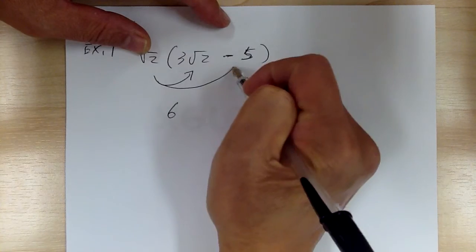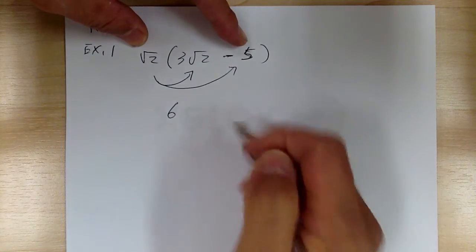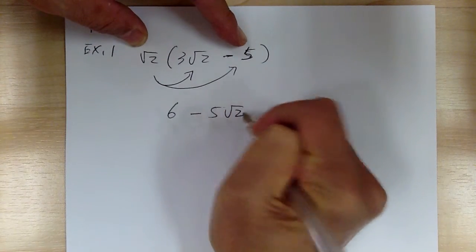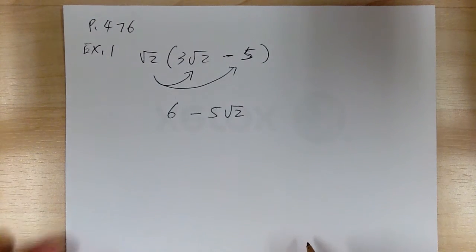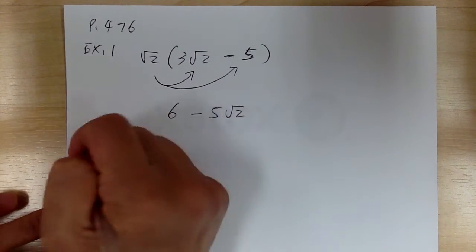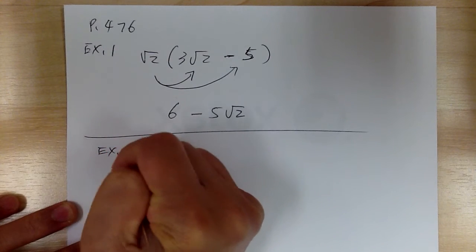And then the next one, you distribute. So when you multiply, this will give you minus 5 square root of 2. And that's it. That's the answer. Okay, let's go to example 2.